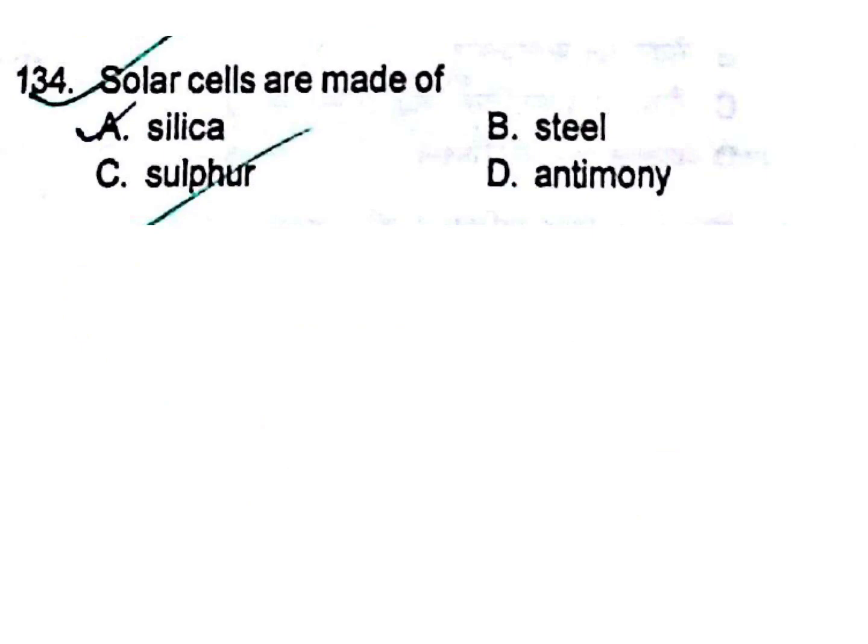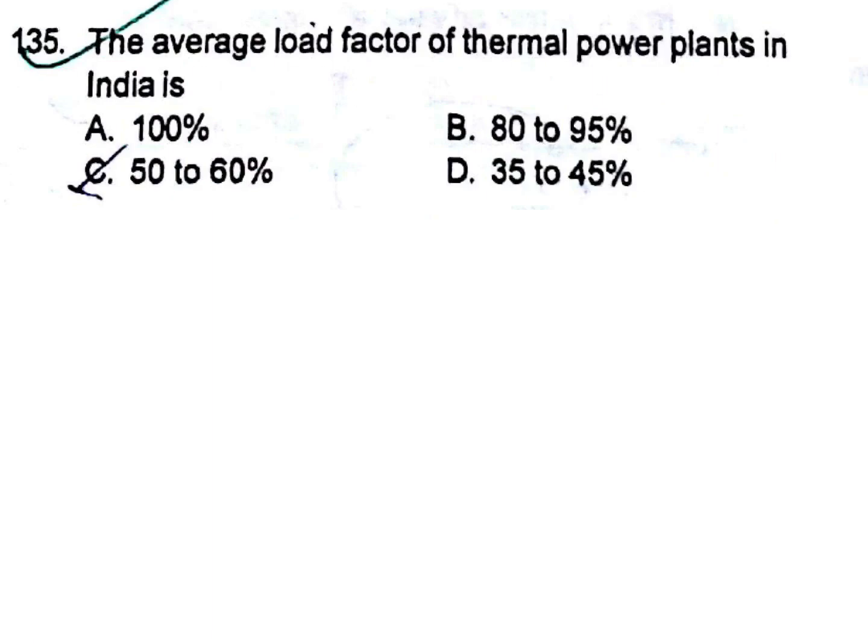Solar cells are made of: A. silica, B. steel, C. sulfur, D. antimony. A is the answer. The average load factor of thermal power plants in India is 50 to 60%. C is the answer.